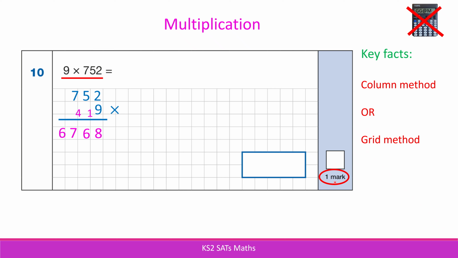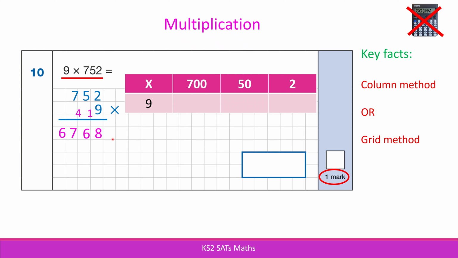Now, if the question is worth more than 1 mark, you will only get a method mark for using this notation. There is an alternative method which some students find easier to use. It's personal preference as to which way you do it. Is where we have to partition this number 752. So we have to split the 700 up into a 700. The 5 becomes the 50 and the 2 in the ones column is just a 2. So we now need to multiply each of these 3 numbers here by 9.